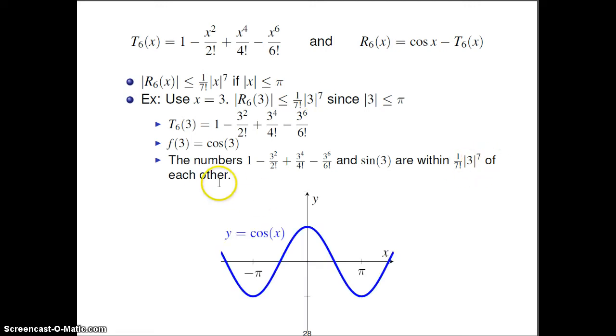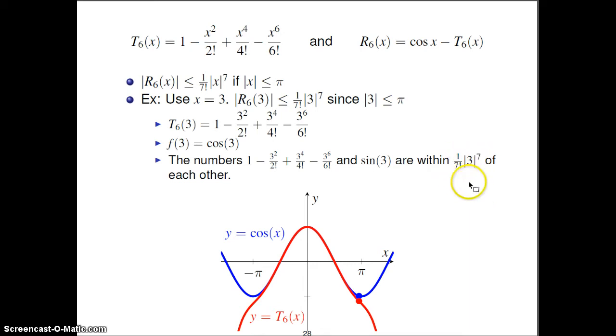So let's see that in the graph. Here's the graph of cosine of x. Here's the sixth Taylor polynomial, and we're going to look at what happens at the x value 3. So I drew the appropriate point on the graph when x is equal to 3. You actually see the two dots. They overlap in the picture a little bit. Maybe that's an anomaly in the picture, but that's how close these y values are to each other. They're within this number of each other, 3 to the 7th over 7 factorial.